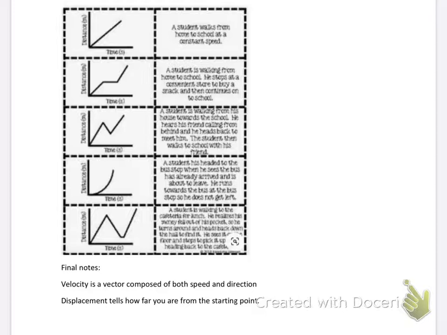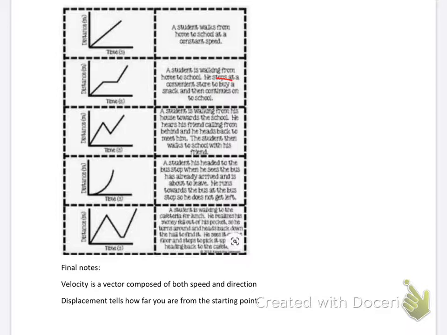So here are distance time graphs, and so the story behind the first graph is a student walks from home to school at a constant rate. Okay, so now look at the next graph. This time the student's walking from home to school. He stops at the convenience store to buy something. So he goes into the convenience store, time passes, distance does not, and then he resumes walking.